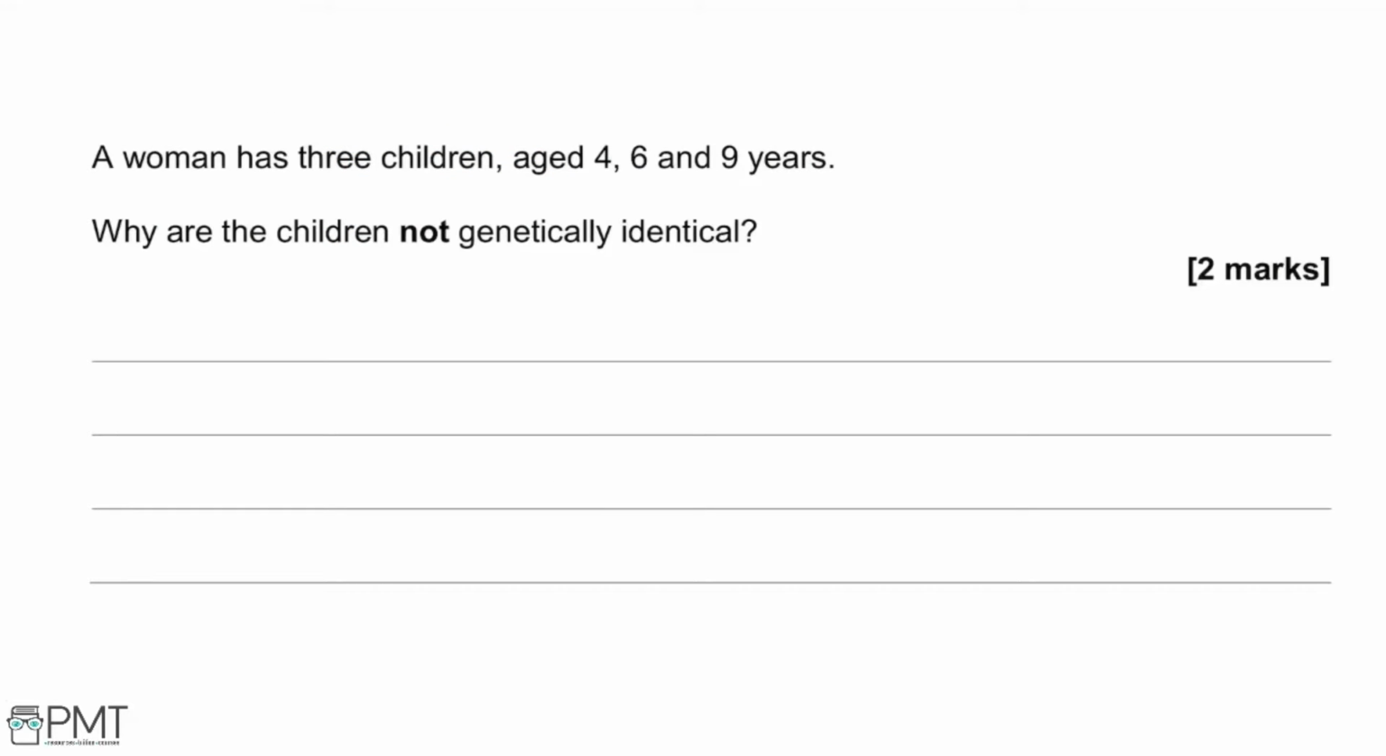A woman has 3 children, aged 4, 6 and 9 years. Why are the children not genetically identical? And this question is worth 2 marks.